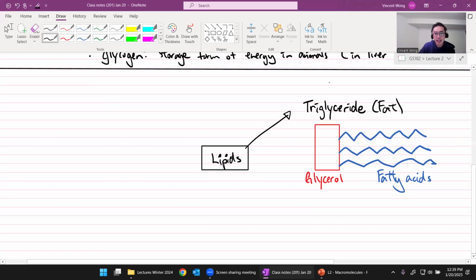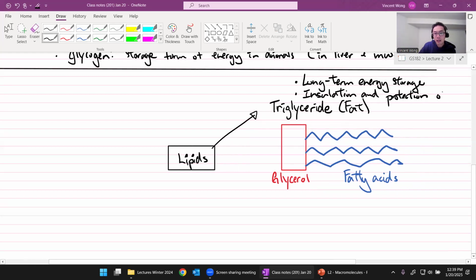Okay, so fat is for long-term energy storage. It is for insulation and protection of organs. Okay. Insulate means it keeps them warm.